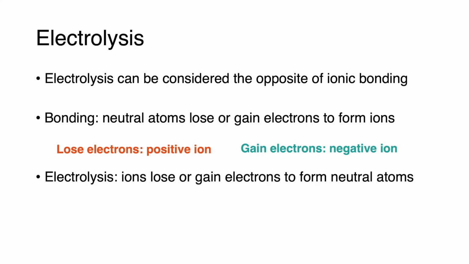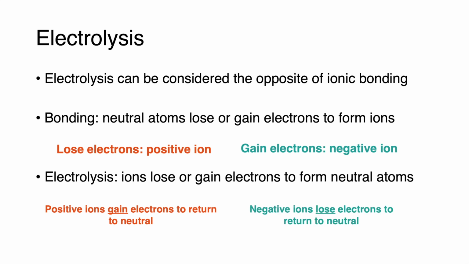So the positive ion was originally formed from an atom by losing electrons, so to become the neutral atom again, it must gain electrons. On the other hand, the negative ion originally gained electrons when it formed the ion, so to become neutral again, it must lose those electrons. Let's take a look at an example to explain this a little bit more.